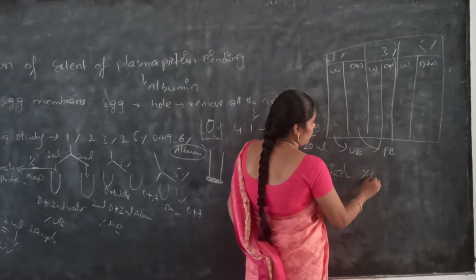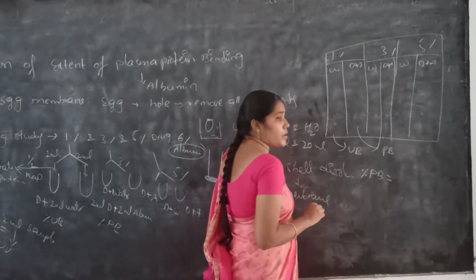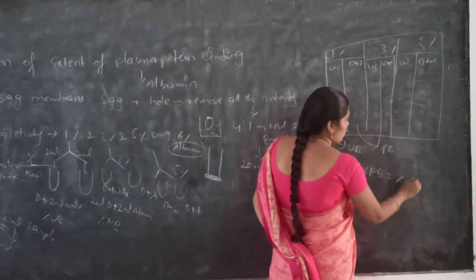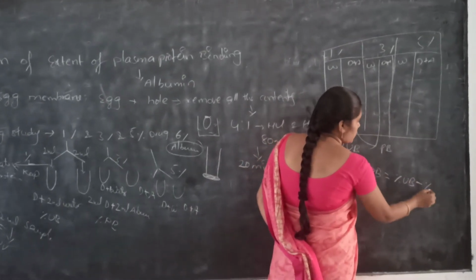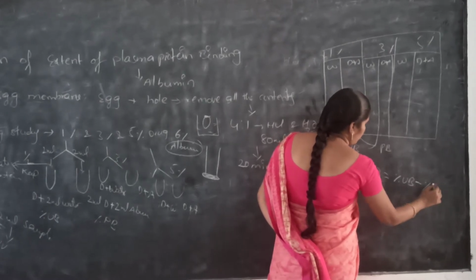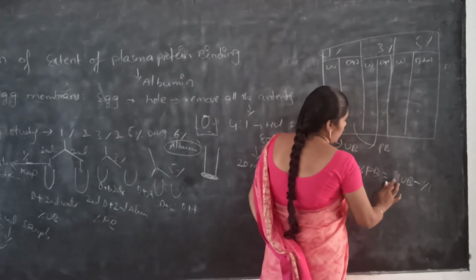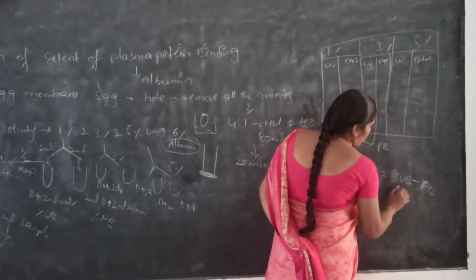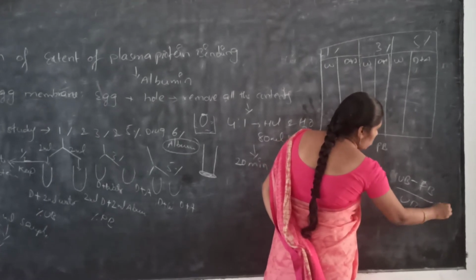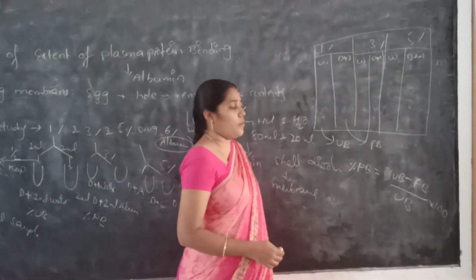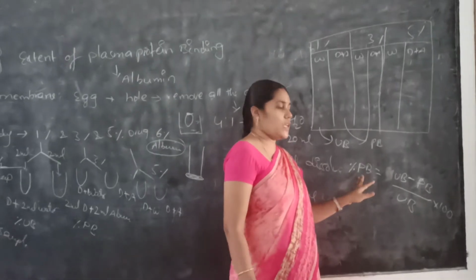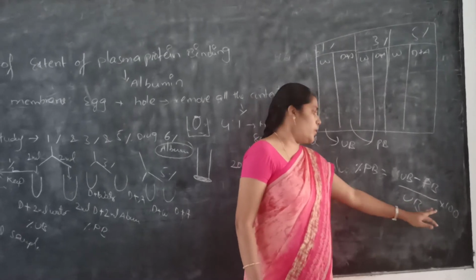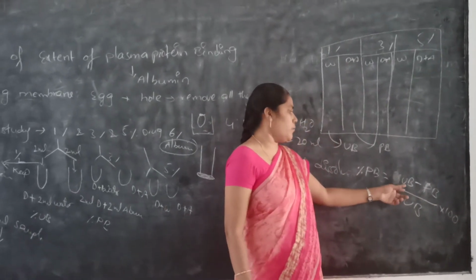The percent protein binding is equal to unbound minus protein bound, divided by unbound, into 100. So how do we get the unbound and protein bound values?